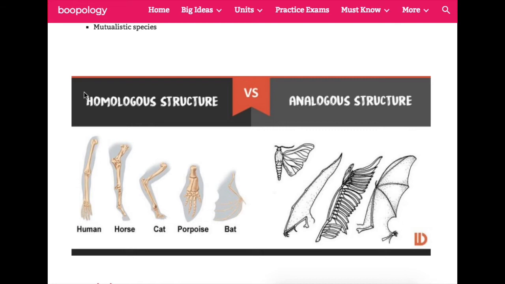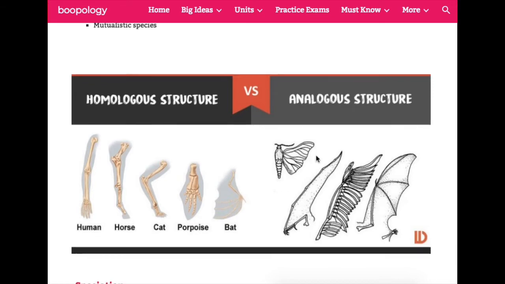And here are some examples of homologous structures and analogous structures. So for homologous structures, such as an arm or a limb, these all have a common ancestor. And then analogous structures for like an insect wing versus a bat wing, they're similar because they both arise due to the organism's need to fly, but they do not have a common ancestor.